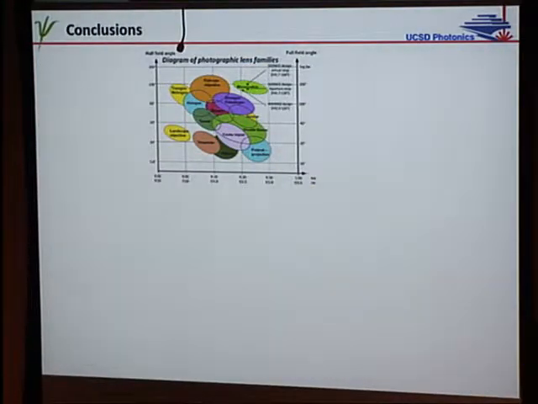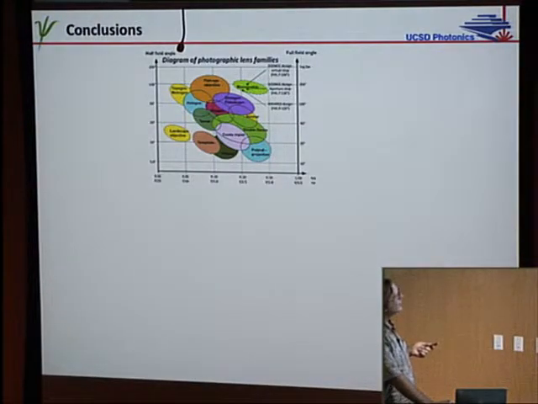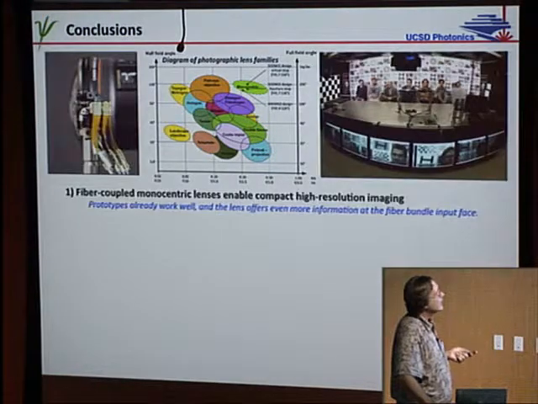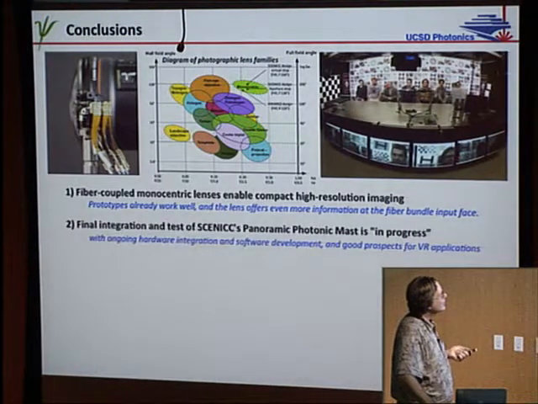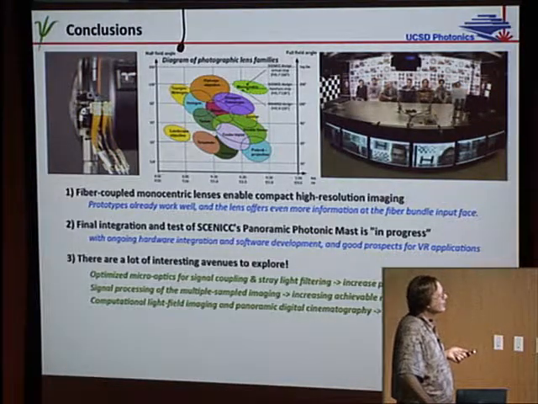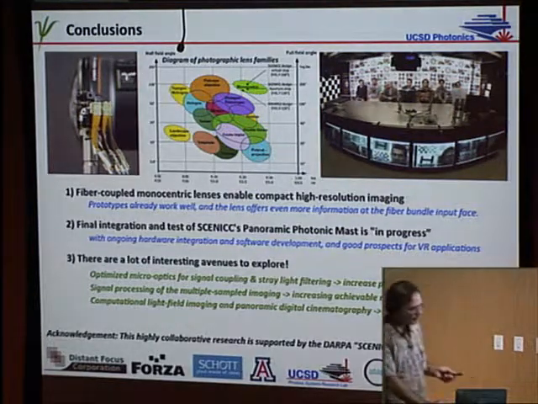So, conclusions. This is a diagram of sort of standard photographic lens families. If you add to this diagram the monocentric lenses, we've got the aware relay imager, and then the SCENICC designs and the virtual stop, like that light field imager and some other techniques that we're using for that. It could be quite a new domain for wide field imagers. We have built one. It does work. We're doing the final integration for the photonic mast, and there's still a lot of interesting stuff to explore. So with that, I will conclude.